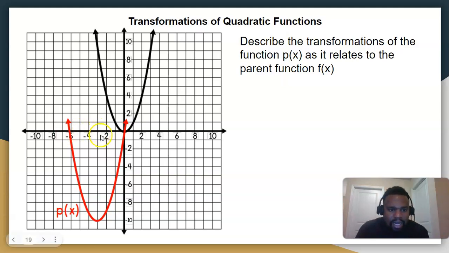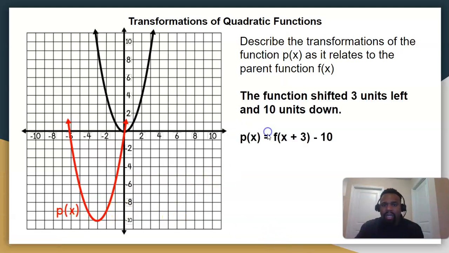All right, and then we're moving 10 units down. So that's going to be either f of x plus 3 or x plus 3 squared, and then minus 10. And that's going to represent our multiple transformations here. F of x plus 3, or it could say x plus 3 squared minus 10. And that represents our multiple transformations here in this particular graph.